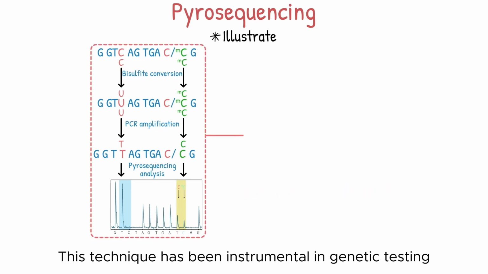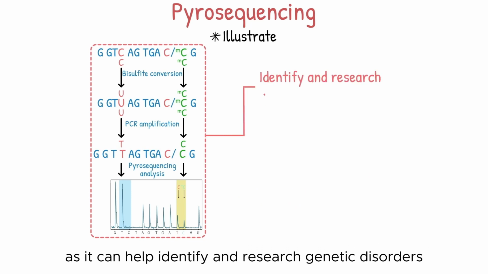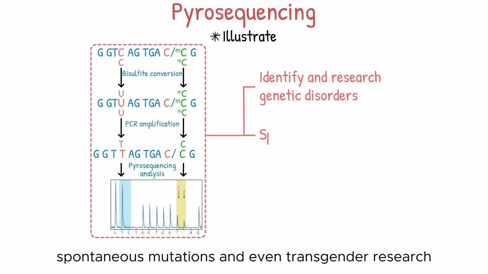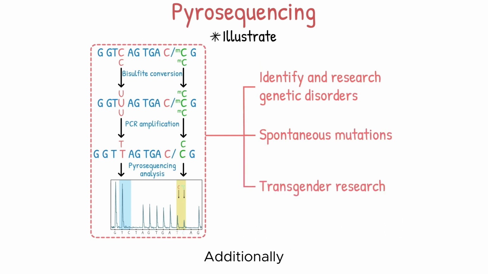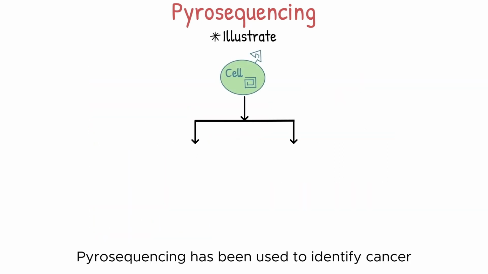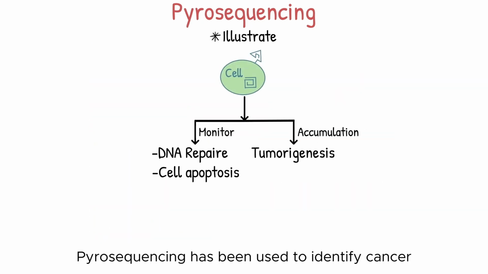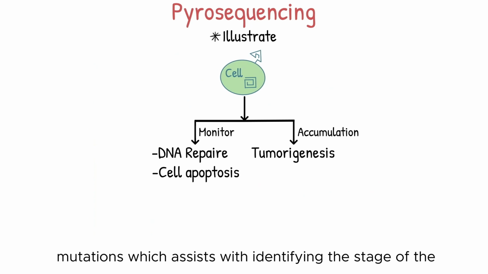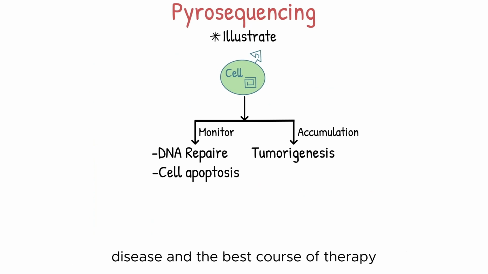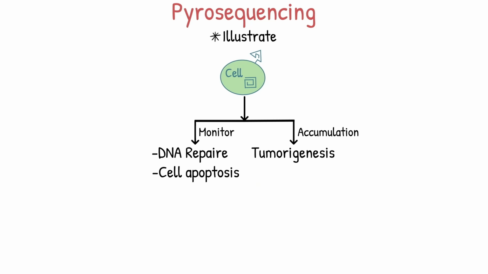This technique has been instrumental in genetic testing, as it can help identify and research genetic disorders, spontaneous mutations, and even transgender research. Additionally, it's been utilized in prenatal diagnosis for various genetic disorders. In cancer diagnosis, pyrosequencing has been used to identify cancer mutations, which assists with identifying the stage of the disease and the best course of therapy.